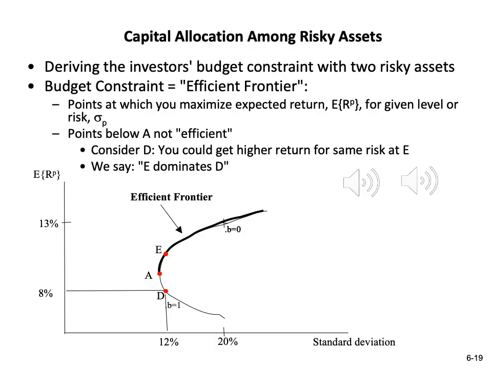If we look at the investment opportunity set, you can find not all combinations are efficient. Let's take a look at portfolio E and portfolio D. Portfolio E and portfolio D have the same level of risk because they have the same level of standard deviation. For the same amount of risk, portfolio E has a lot higher return than portfolio D. In this case, we say portfolio E dominates portfolio D, which means any rational investor will never choose portfolio D because for the same amount of risk, portfolio E is strictly better.